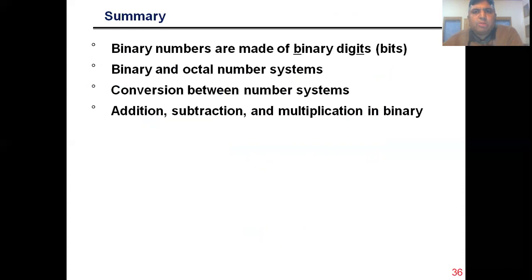Summary: binary numbers are made of binary digits. Binary and octal numbers, conversion between number systems, addition, subtraction, and multiplication of binary. So this is what we have done in this lecture.